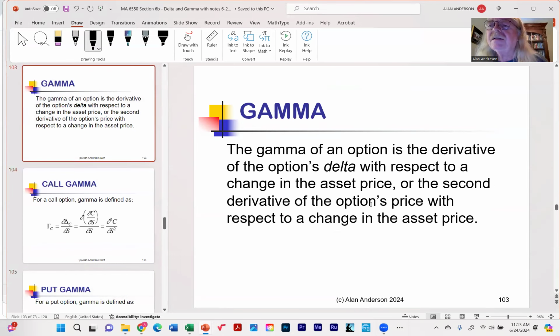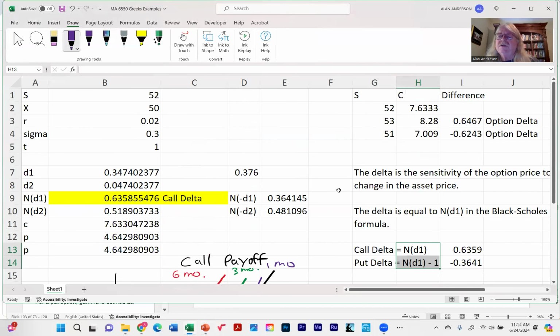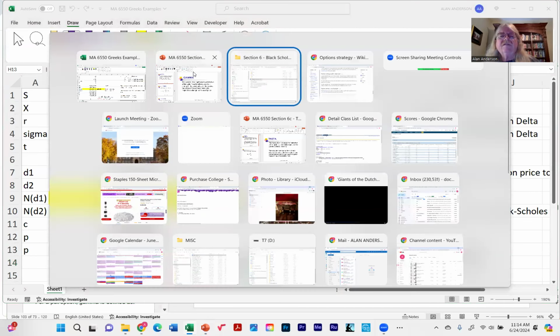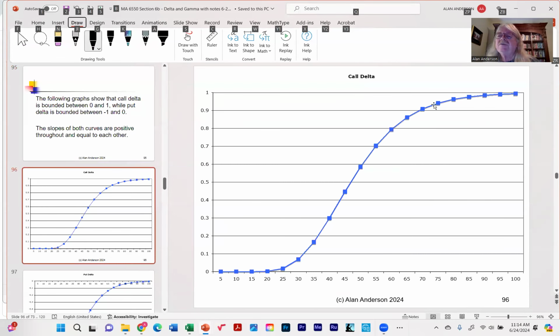Now, gamma is the companion of delta because the gamma basically is telling us how sensitive the delta is to changes in the asset price. Because we know that the delta changes. We just saw that graph. So the gamma is trying to essentially capture how quickly this is happening. In other words, it's the slope of this curve that we're looking at now.